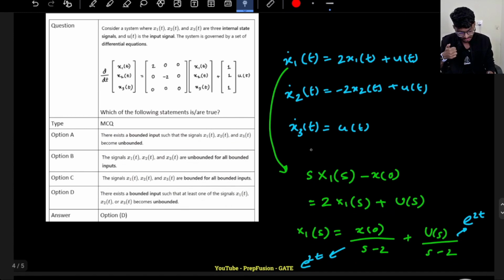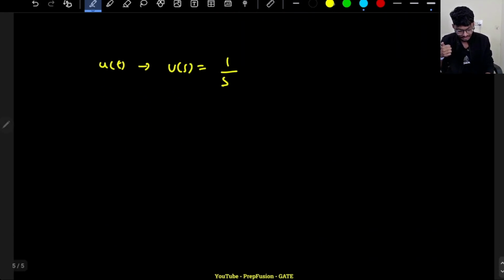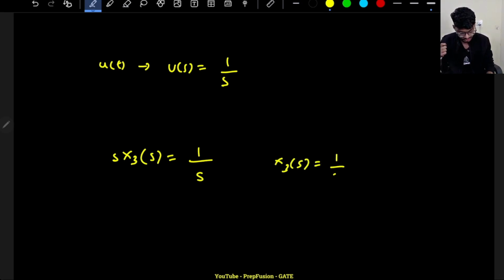So let's check for this state variable. Basically my x3 of s, if the input is a unit step, then u of s is 1 by s, and here it becomes 1 by s square. So for this bounded input, it is correct that I will get unbounded output. But let's check for any other example.